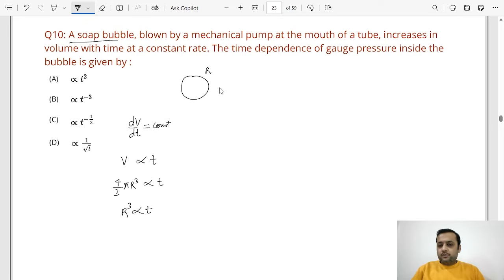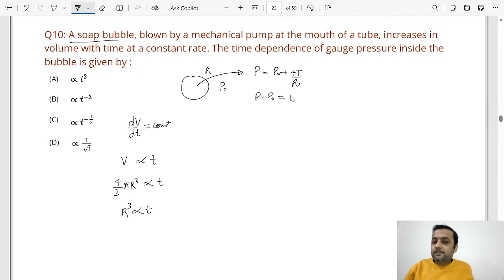What is the meaning of gauge pressure? You might recall that if the outside pressure is P atmosphere, P naught meaning atmospheric pressure, then the pressure inside the bubble is the outside pressure plus 4 into surface tension upon radius. Yes or no? Now what is the meaning of gauge pressure? Gauge pressure means the extra pressure over and above atmosphere. That means the difference between the pressure inside and the atmospheric pressure. That difference will be called P gauge. And in this case it is also the excess pressure, which is 4T by R.